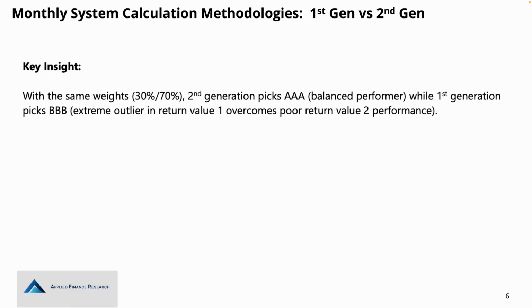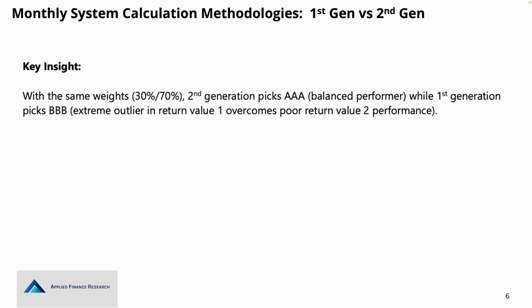Now, there's a key insight that comes out of the example that we used, and the insight is that with the same weights, that 30% weighting and 70% weighting, the second generation methodology picks AAA, which is a balanced performer, while the first generation picks BBB, and basically that's because the extreme outlier in the return value 1, which is the 6-month look back, overcomes the poor or mediocre return of the 3-month look back.